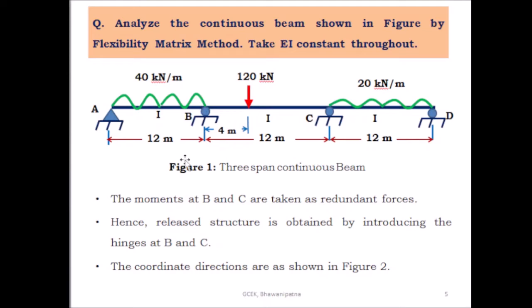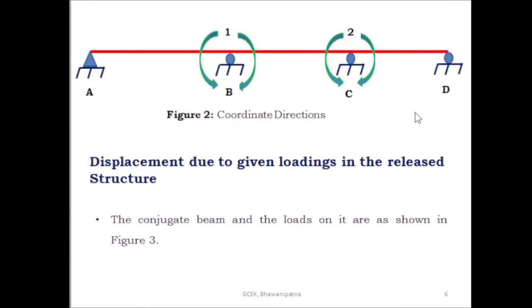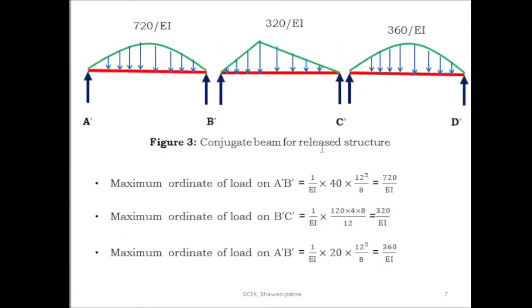So first you draw the free bending moment diagram of this continuous beam. Then the M by EI diagram is the loading for the conjugate beam. After getting the free bending moment diagram of this beam, what do you have to take? The bending moment divided by EI is the loading for the conjugate beam. This is parabolic, here triangular, and here parabolic. This is the conjugate beam for the released structure.